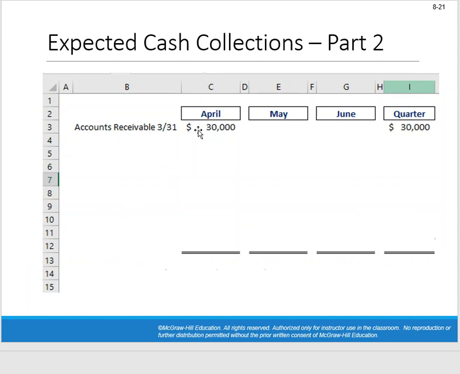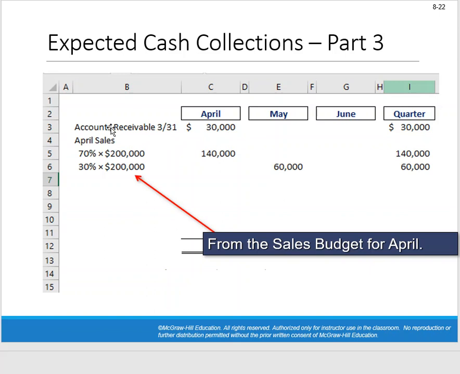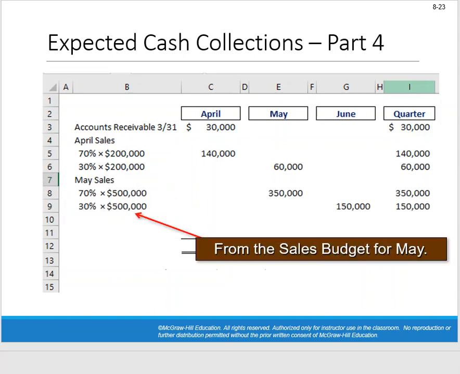So in the month of April, we start by collecting the leftovers from March. So that's the $30,000 of accounts receivable. And then from our April sales, we collect 70% in the month of, which is $140,000, and the other 30% in the month following. So 30% times $200,000, the other $60,000 gets collected in May. And then in May, we're going to collect 70% of May. So 70% times $500,000, we collect $350,000 of May sales in May. And the other 30% of May sales get collected in June.